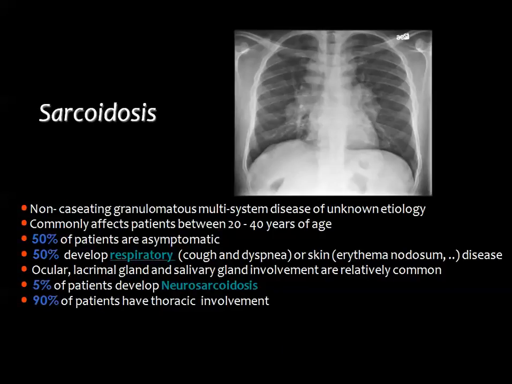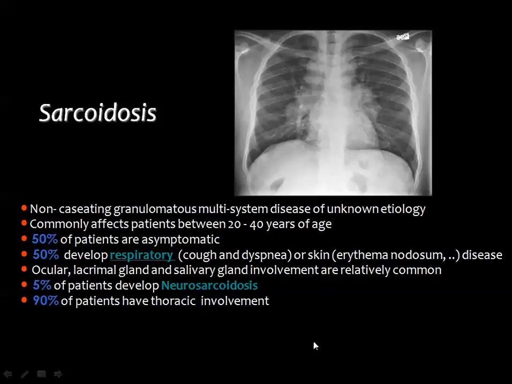Sarcoid is a non-caseating granuloma affecting many systems in the body. The etiology is unknown. And the usual age of sarcoid is between 20 and 40 years. 50% of the patients are usually asymptomatic, and 50% may develop respiratory or skin symptoms, but orbital involvement and salivary gland involvement are frequently seen in the clinical practice. Then 5% of the patients may have involvement of the central nervous system, and in most of the cases there should be an intrathoracic disease which may be symptomatic or asymptomatic.